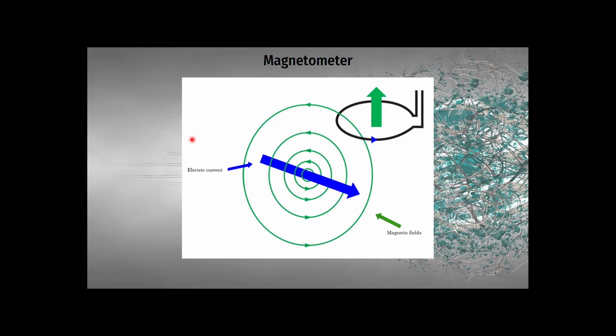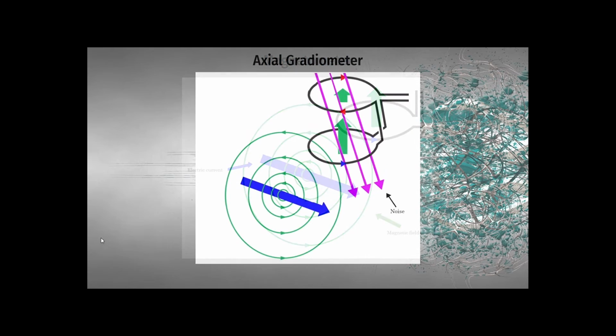Now we talked about the flux transformer. The flux transformer actually has many configurations. The most basic configuration is the magnetometer. The magnetometer consists of only one coil, and as you can see here, by placing the magnetometer near the electric fields generated, a current passes through this coil, and therefore a magnetic field is also generated.